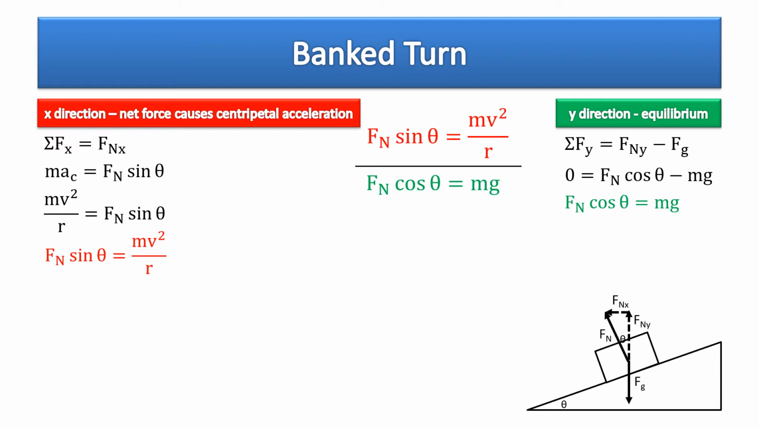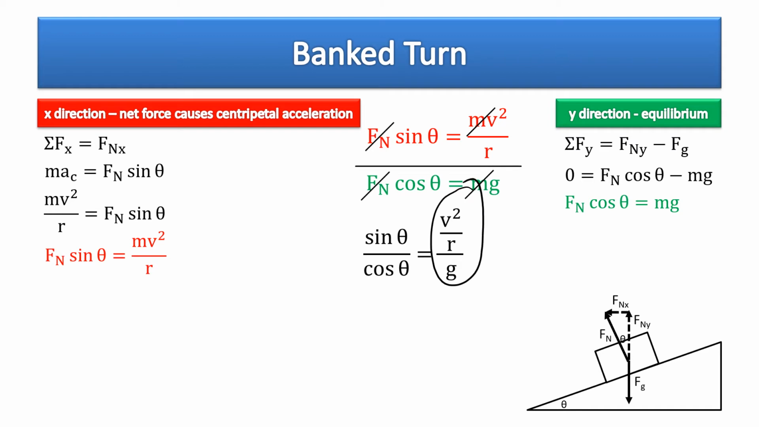All right. So if we divide, Fn divided by Fn cancels out, and an m divided by an m is going to cancel out. And what are we left with? Sine theta divided by cosine theta is equal to v squared over r over g. Now, this is obviously an improper fraction. We want to address that. And do you remember what sine divided by cosine is equal to? That's the definition of tangent. So sine divided by cosine becomes tangent. And let's see, what did we do? We multiplied the top and the bottom by r. These canceled out. You're left with v squared over rg.